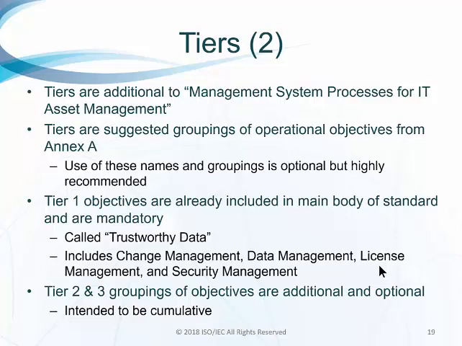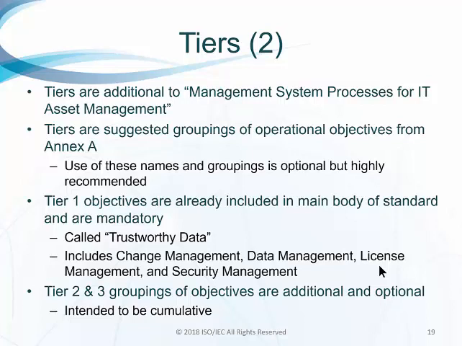We need to emphasize that these are only suggested groupings of processes. They are chosen from Annex A. You can choose other groupings if you want. You can add additional processes if you want, for example, if you're having to deal with environmental issues. But in general, the strong recommendation is to use these tier groupings for their understandability in the industry.